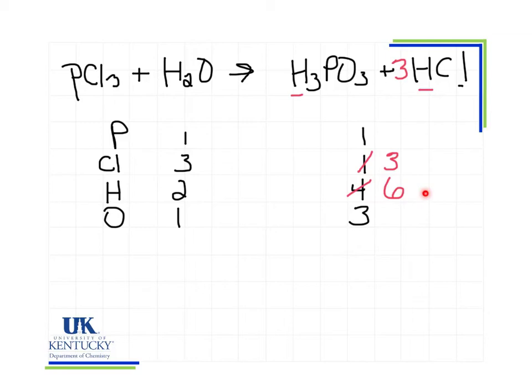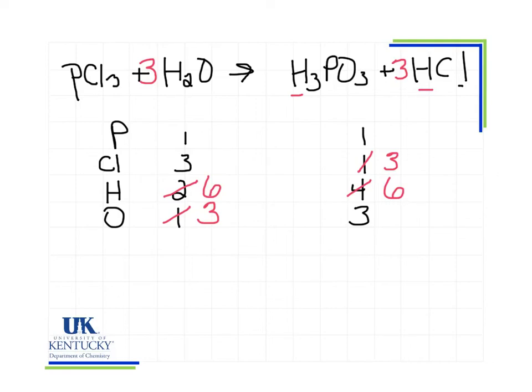Now I see that my phosphorus is balanced, my chlorine is balanced, my hydrogens are not, and my oxygens are not. So now I'm going to balance my oxygens, and in order to do that I need to put a 3 in front of water because I need to get 3 oxygens. That brings me up to 3 oxygens, and it also gives me 6 hydrogens. Now I can go back through and check my problem.